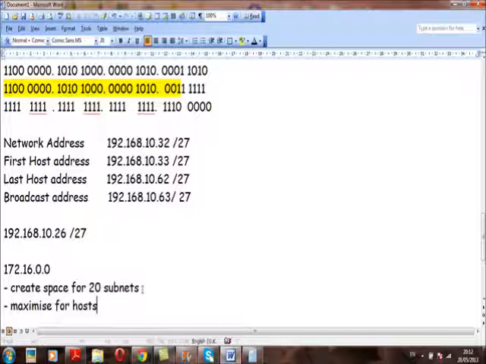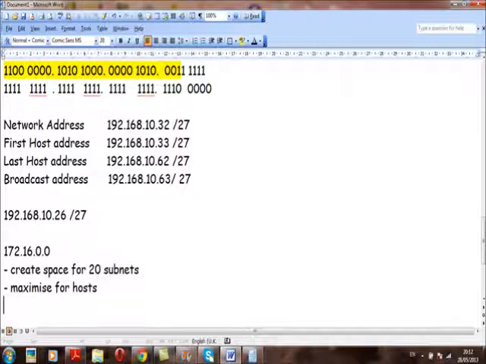And what else do you need to do? Maximize for hosts and calculate the range. This is a bit of a challenge: do it for the second subnet. Not the zero subnet, not the first, but the second subnet. See what you come up with.